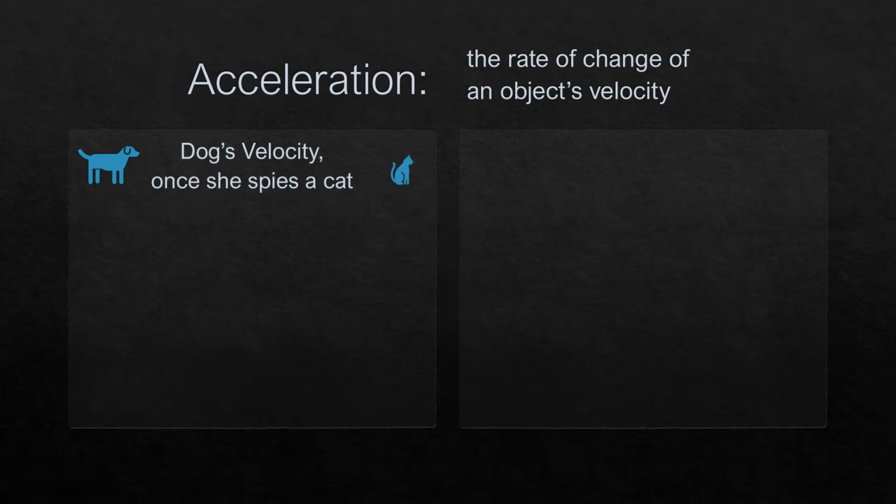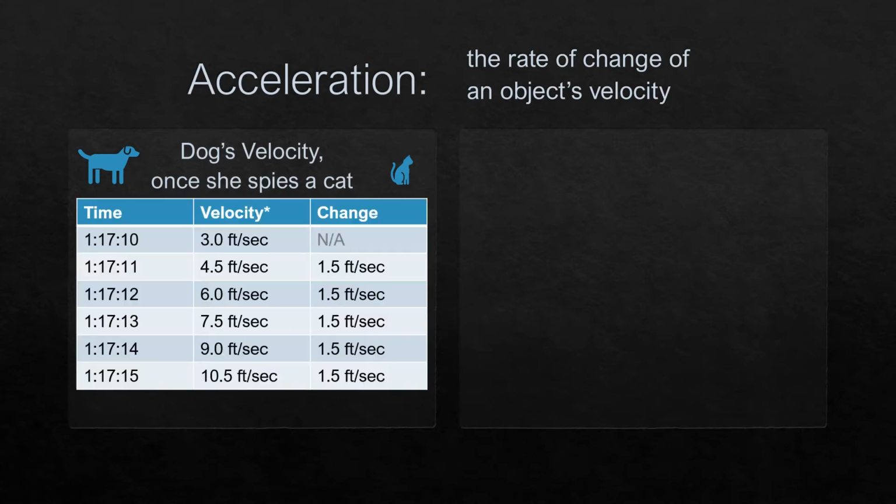At the moment Holly saw the cat, let's say she and I were both traveling at 3 feet per second. She decides to speed up. Even for a greyhound, that's not instantaneous. It's a process. And I like to think she was somewhat aware of my existence at the other end of the leash, so she sped up slowly. Looking at the chart, you can see that for each second, the velocity grew from 3 to 4.5 to 6 until it reached 10.5 feet per second after 5 seconds.